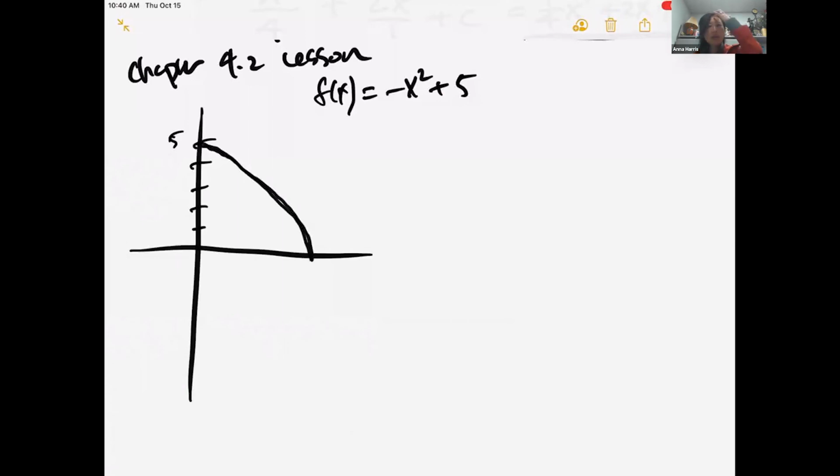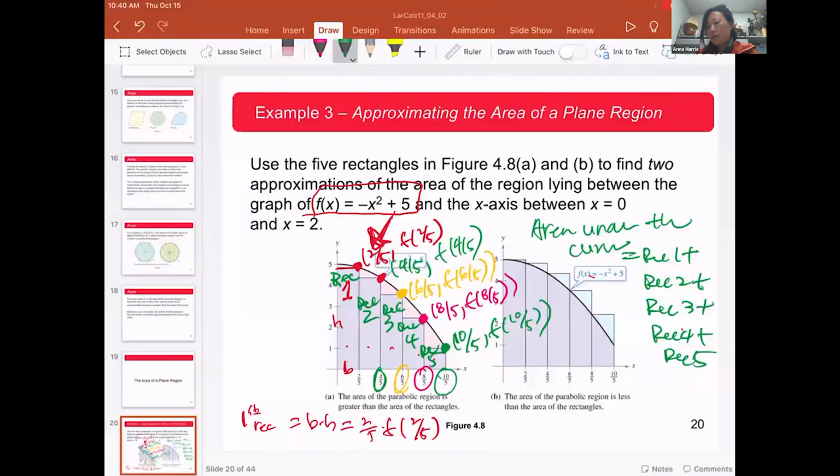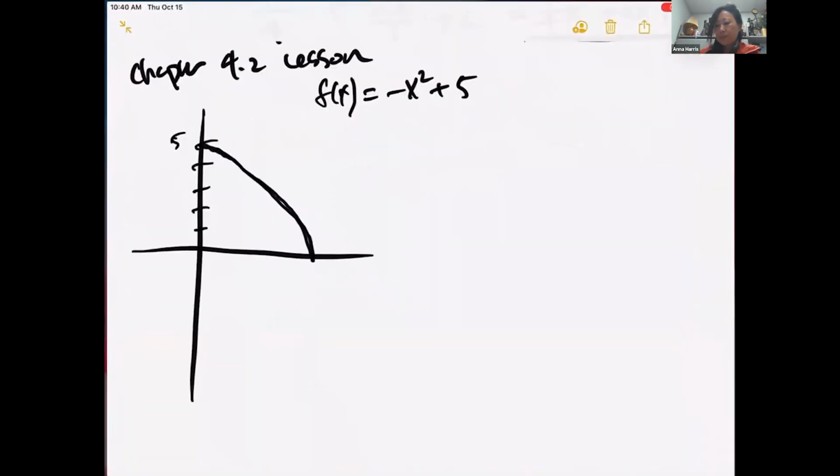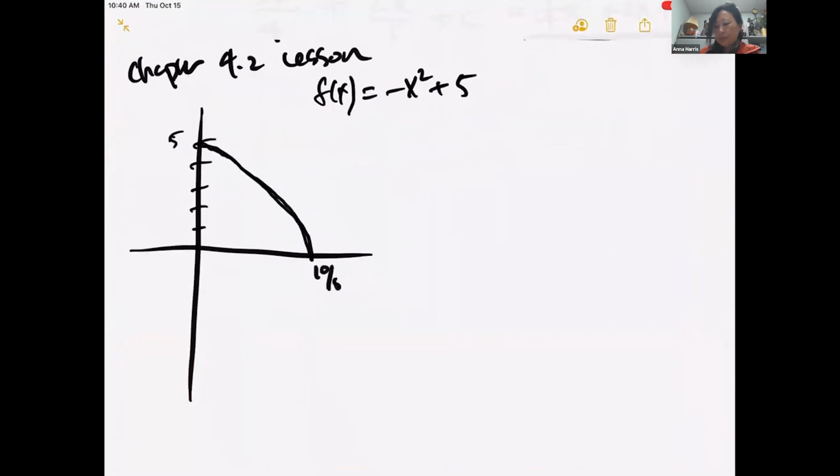Okay, this is what my graph looks like. And the thing that I was looking at was what? Let me see what the graph looks like. Start all the way to 2. Okay, this is what we have. And then draw the rectangles.